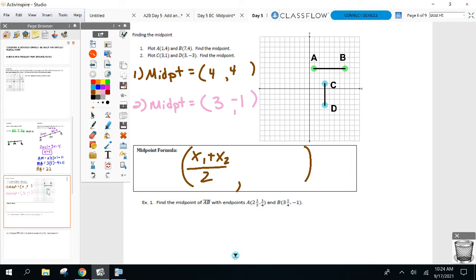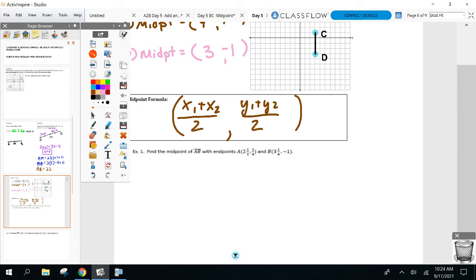So how do you think I'm going to find the y's? Same, but y1 plus y2 divided by 2. All right, that's it. Not too bad. Not like distance. All right, let's apply it now.